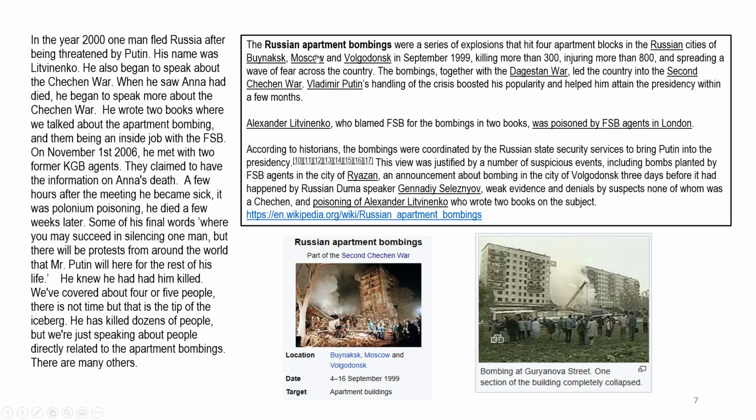Weak evidence and denials by suspects, none of whom was a Chechen, and poisoning of Alexander Litvinenko, who wrote 2 books on the subject. This comes from Wikipedia. Anybody wants to look that up? The Russian apartment bombings.